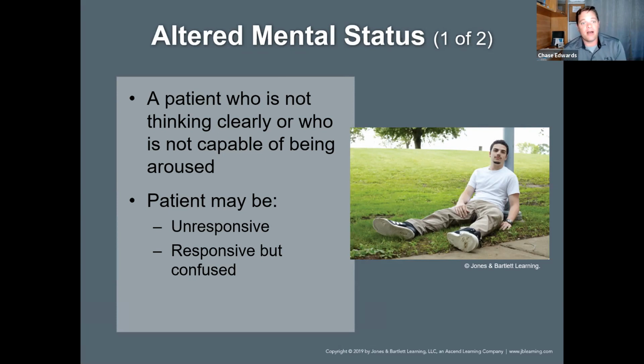So we're talking about altered mental status. The most common neurologic emergencies, next to stroke and seizure, is going to be your altered mental status. It's defined as a patient who's not thinking clearly or who is not capable of being aroused. The patient may be unresponsive or responsive but confused.